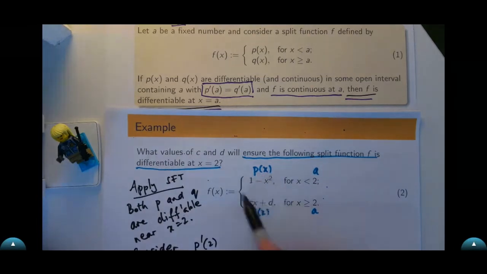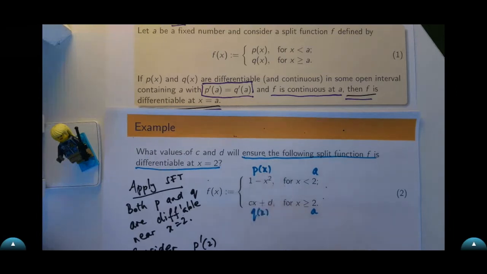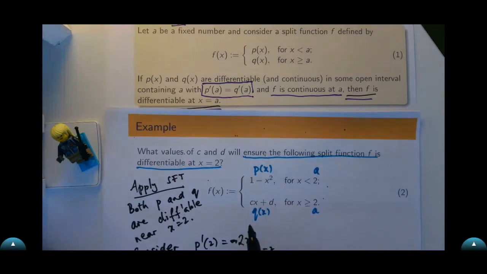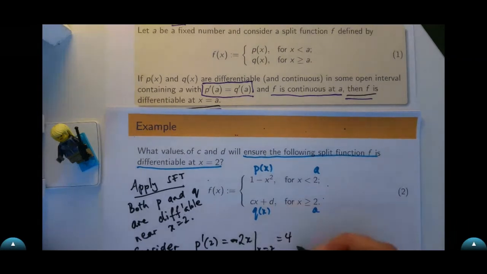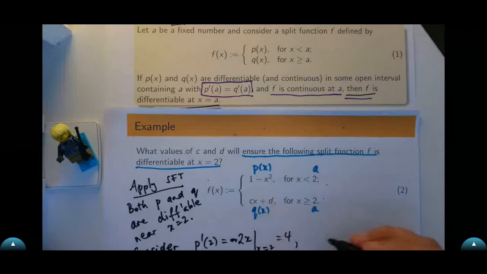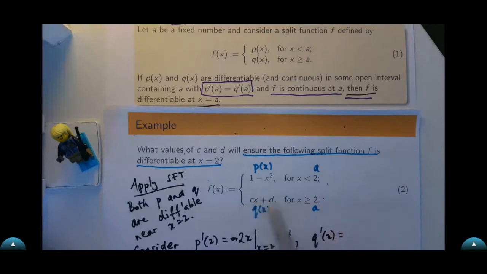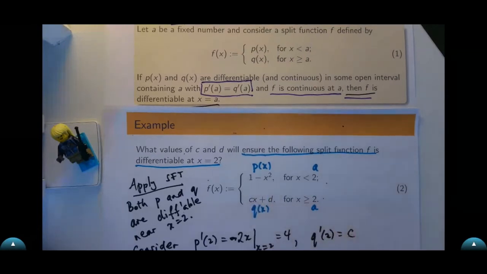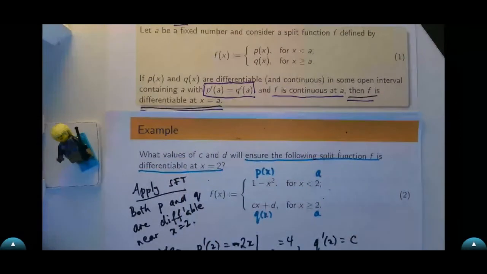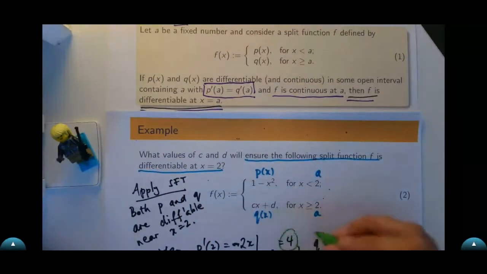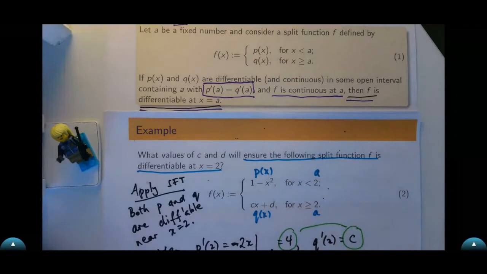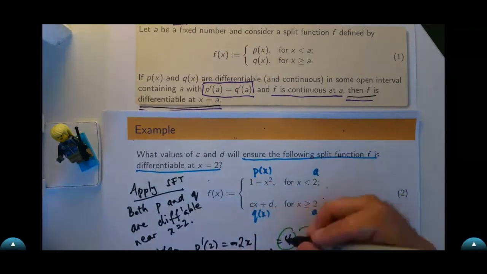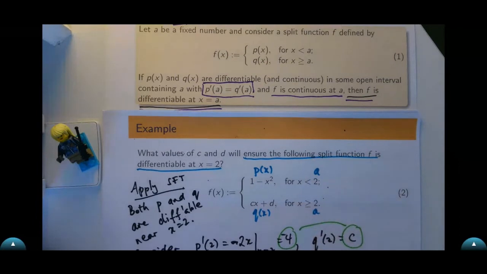Okay, so now let's consider this. If we differentiate that, yeah, Matthew's on the right track, we'll get negative 2x, and we want to evaluate that at x equals 2. So that's going to be negative 4. And let's work that out with q of x and compute the derivative. If we differentiate that, we just get c. So if we want this to hold, we need these two things to be negative 4. Okay, c equals negative 4.